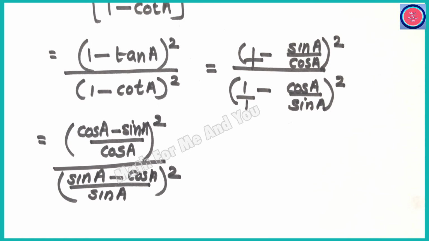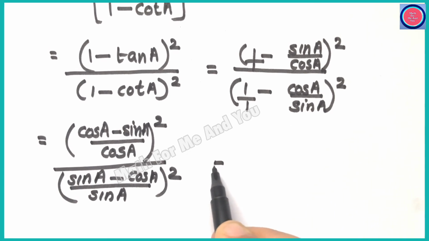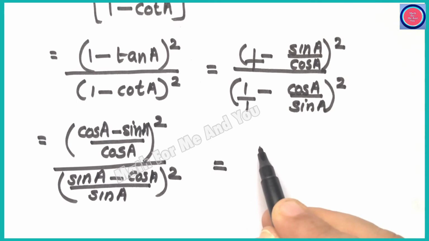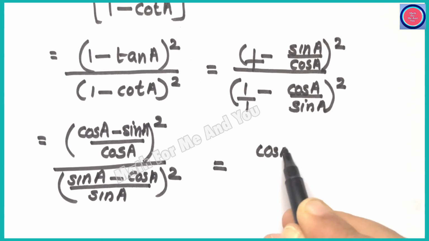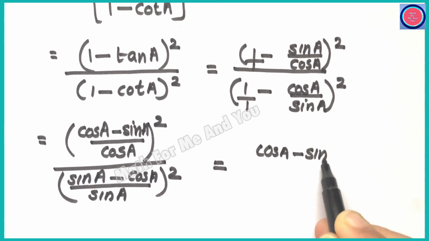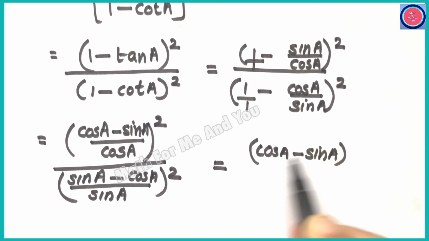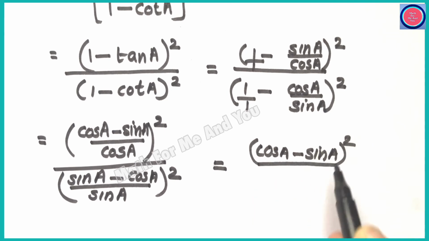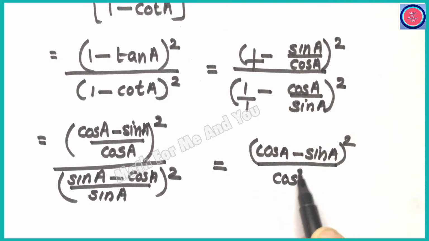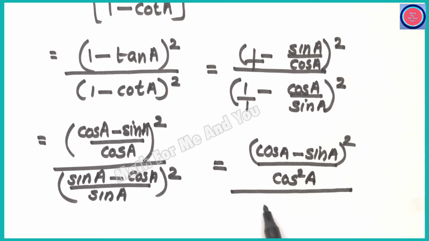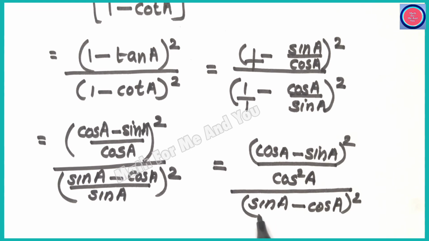Numerator we can give the power 2 separately. So what we are getting is cos a minus sin a the whole square divided by cos a the whole square, which is cos square a. So we can write cos a minus sin a the whole square divided by cos square a. Next the denominator. Here also we can give the power 2 separately. We are getting sin a minus cos a the whole square divided by sin square a.